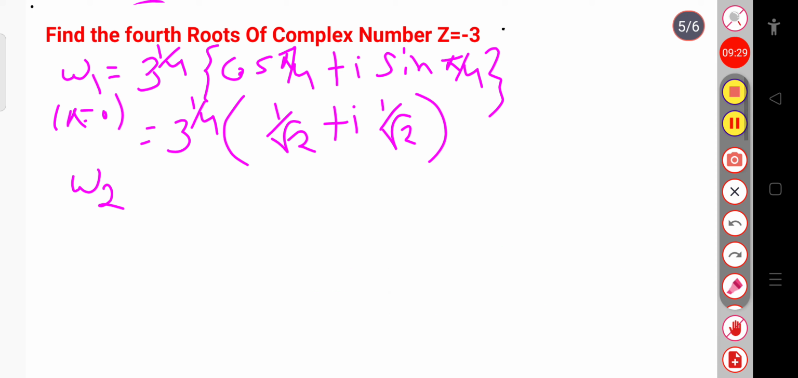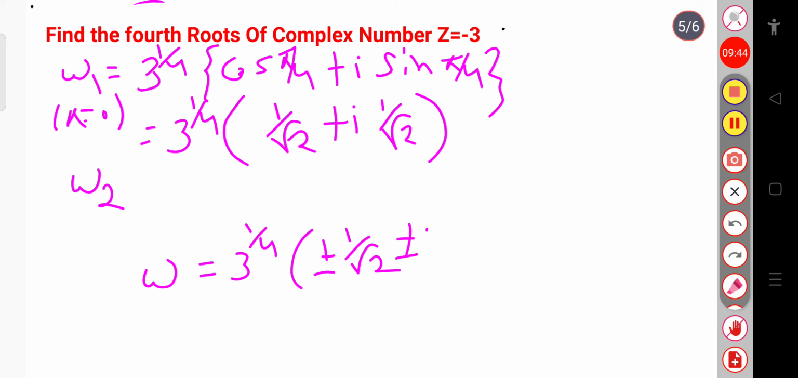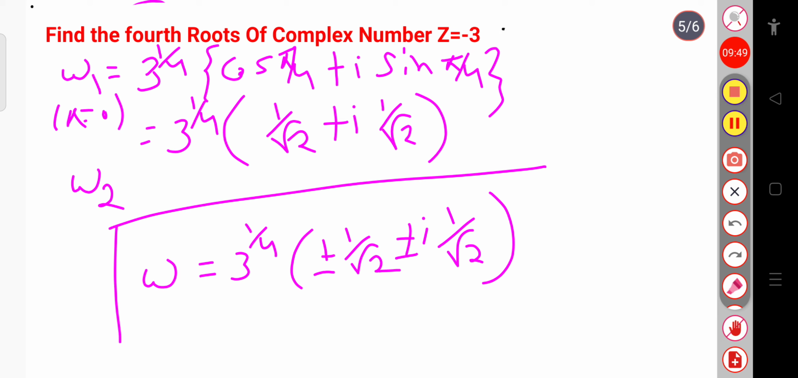I am writing here the final answer, and you have to calculate it. The w will be equal to 3 power 1 by 4 whole into plus or minus 1 by root 2, again plus or minus iota 1 by root 2. So you can calculate: 1 by root 2 plus iota 1 by root 2, again minus 1 by root 2 minus iota 1 by root 2 and so on. You can calculate by yourself. This is the simplest way to calculate the roots of the complex number. Thank you for watching the video.